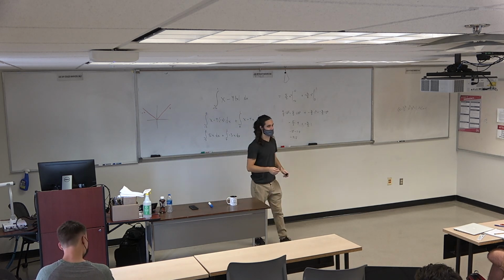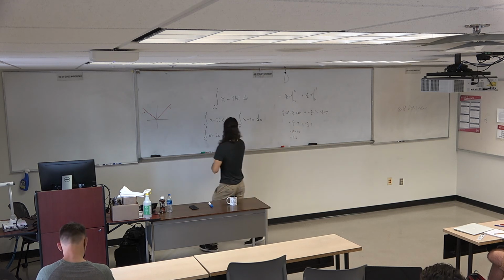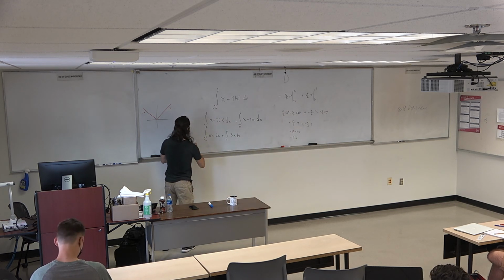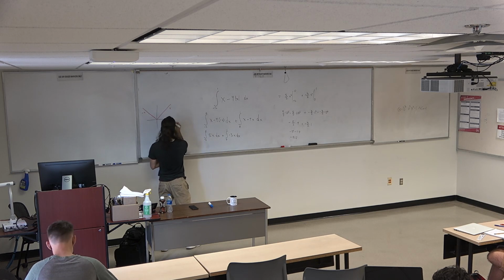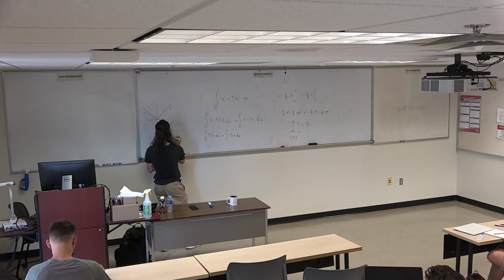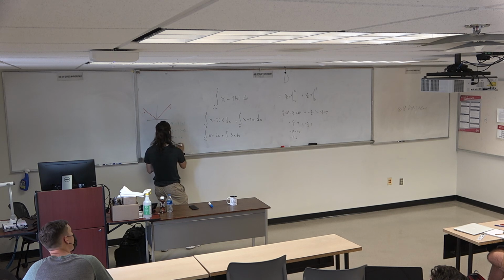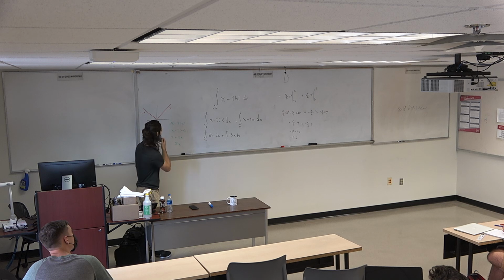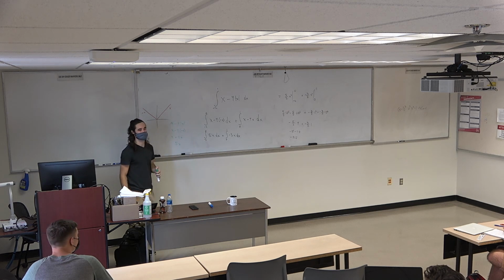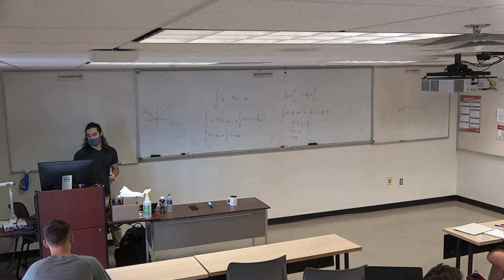If you get the 5x from here, this was the left section, x minus 4 absolute value of x. Well, in the left section, that's negative x. And if you simplify that, negative 4 times negative x is positive 4x. And then 1x plus 4x is 5x. So yeah. Okay. All right.